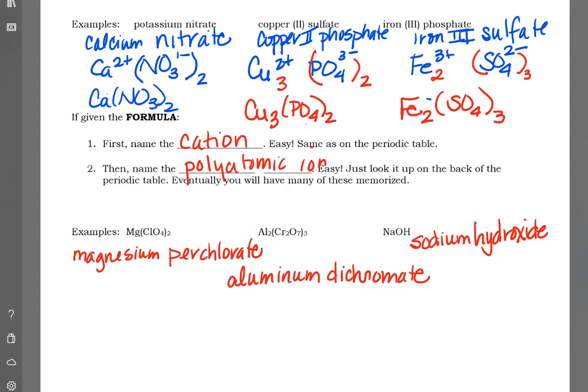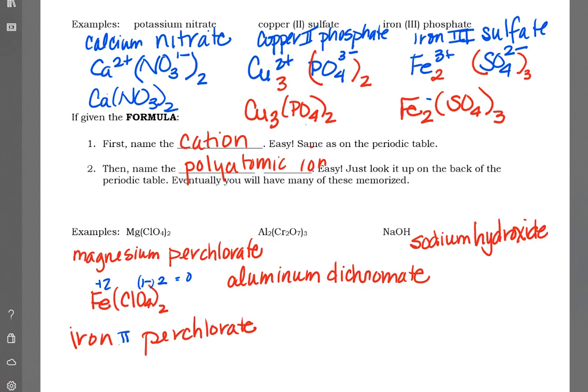What if instead of magnesium, we have iron perchlorate? Okay, his name is going to be iron perchlorate, but we have to do our detective work. Look up on your periodic table. You're going to see that perchlorate has a -1 charge. There are 2 of them, so what does iron's charge have to be? It has to be a +2. So this is iron 2 perchlorate.